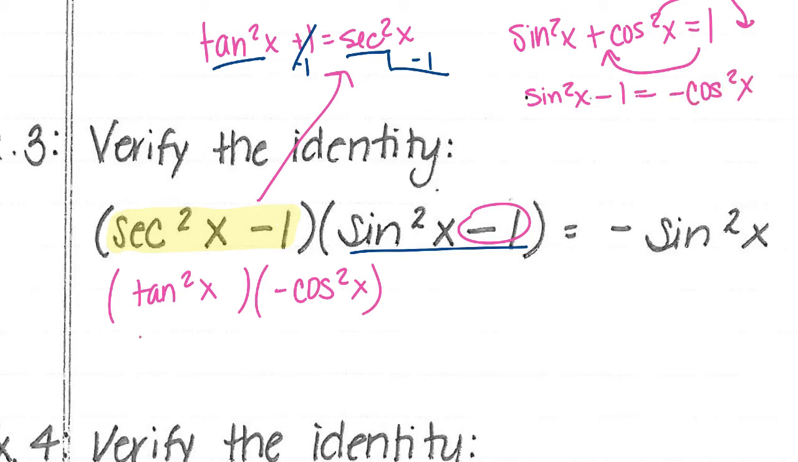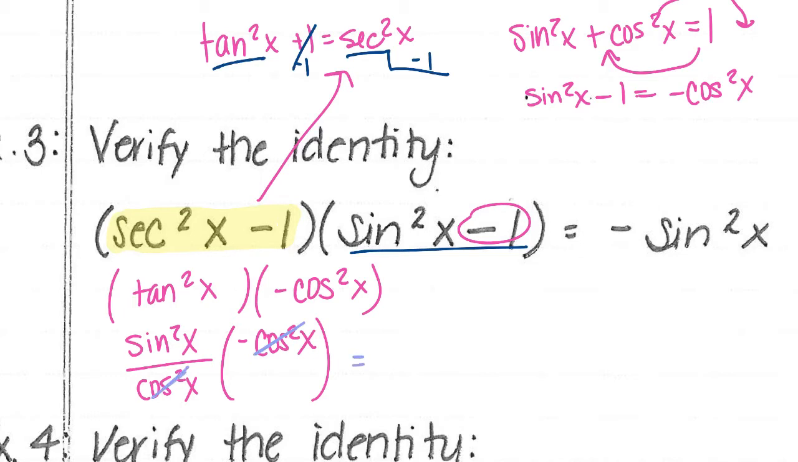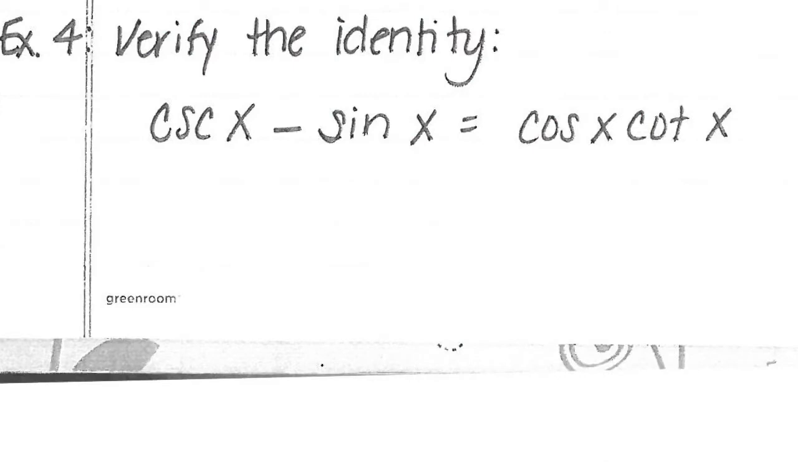I also know that tan is sine over cosine, and how convenient that we're multiplying that with a cosine squared x. So when I cancel, I get negative sine squared x, and we wanted these two to match identically, and they did. All right, let's take a look at this one.